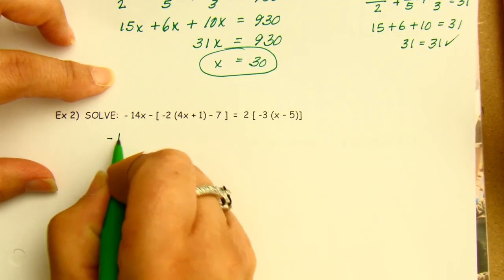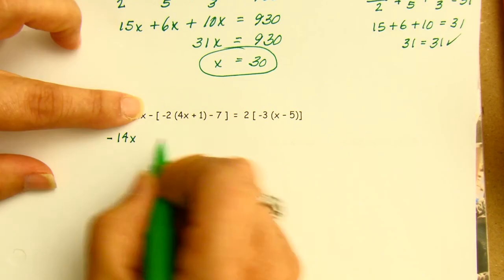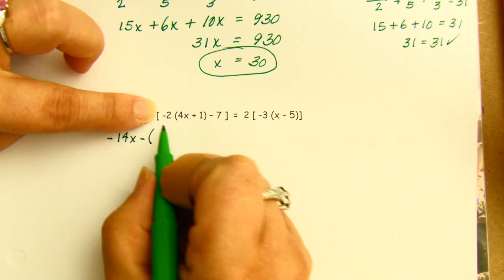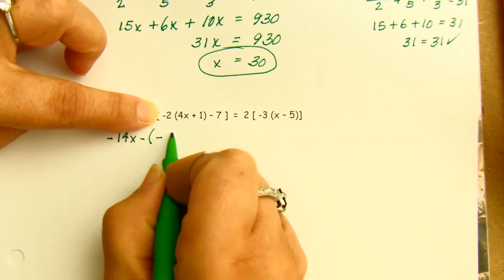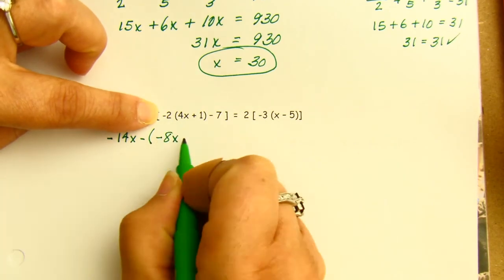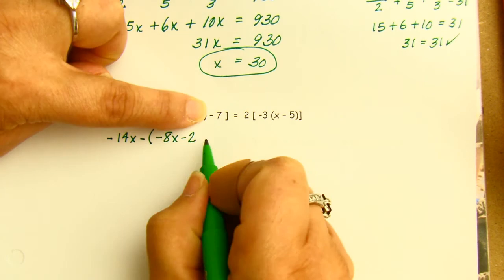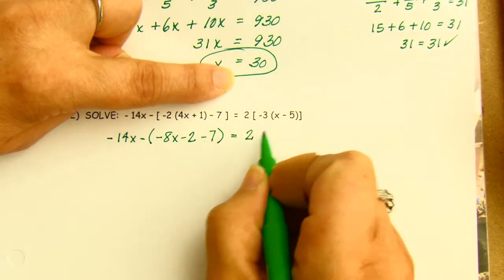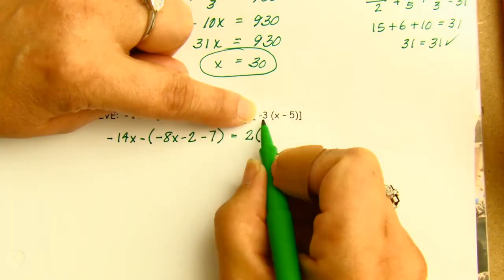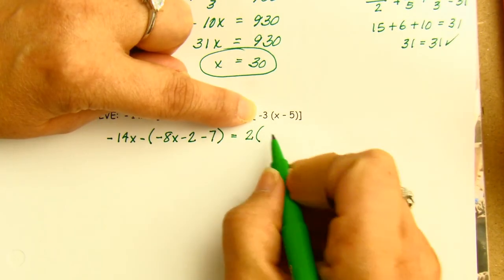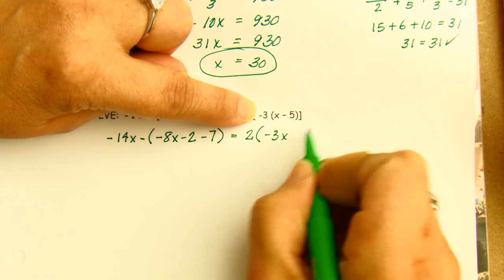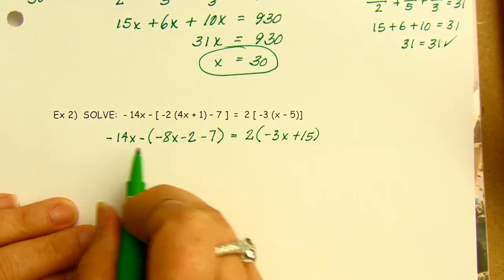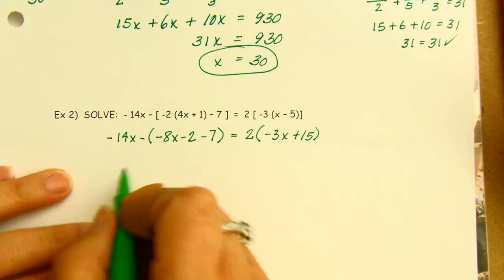So this would be negative 14x, subtract. You can replace this with a parenthesis if you want to. And now here's where I'm going to distribute. This is negative 8x, subtract 2, don't forget about the subtract 7, equals, not doing anything with the 2 yet, I'm distributing the negative 3, so negative 3x, add 15, and now I'm going to combine like terms in here first because it's easier.